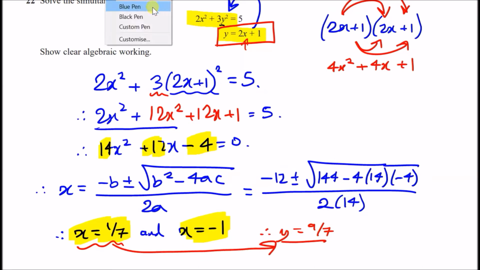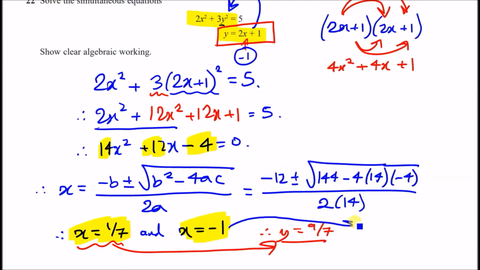And the next one, replace x with negative 1. 2 times negative 1 plus 1 will give us negative 1. So y also equals negative 1. And that's it, guys. That's this wrapped up.